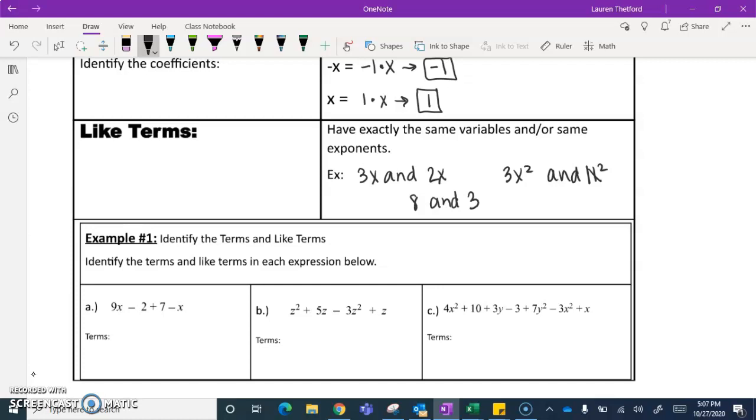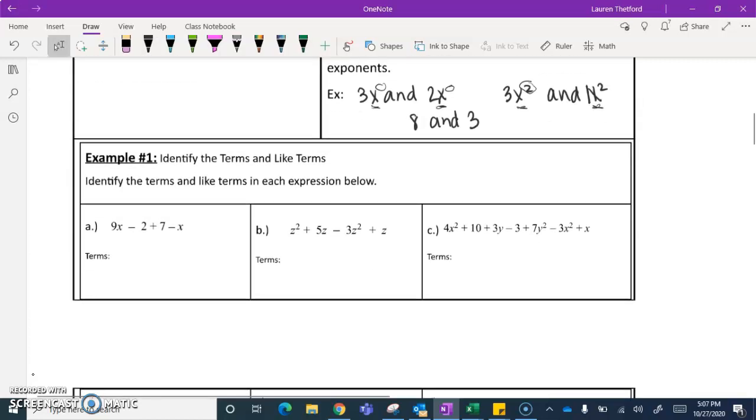This 3x can't be combined with this 3x squared. They're not like terms because this one has an exponent and this one does not. And same with this. The 2x is not a like term with the 3x squared because it's missing the exponent. So those are not alike. These are alike because we both have the x, and these are alike because we both have the x squared. And in this case, we don't have an x at all, so because of that, they are like terms.